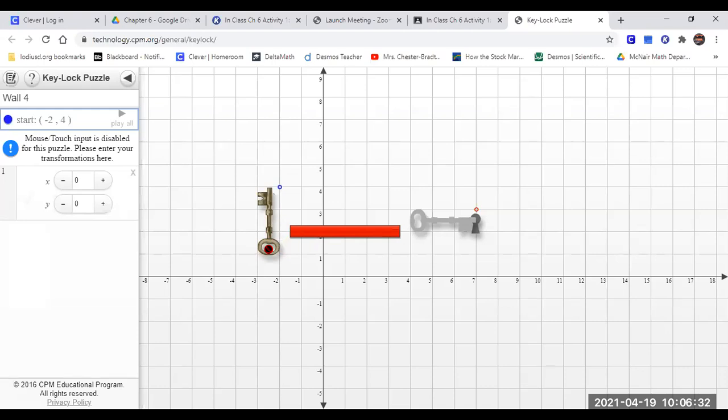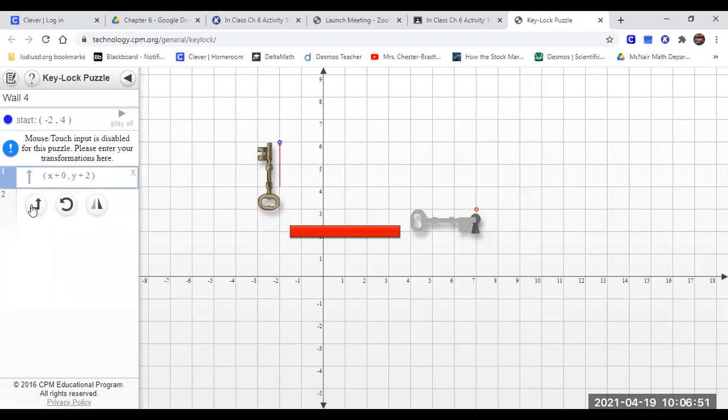Because we need the key handle. Oh, we need to move up. So are we going to change our X direction? No, we just need to change our Y. How much up does the keyhole need to go to get over the wall? 2 times? Okay.